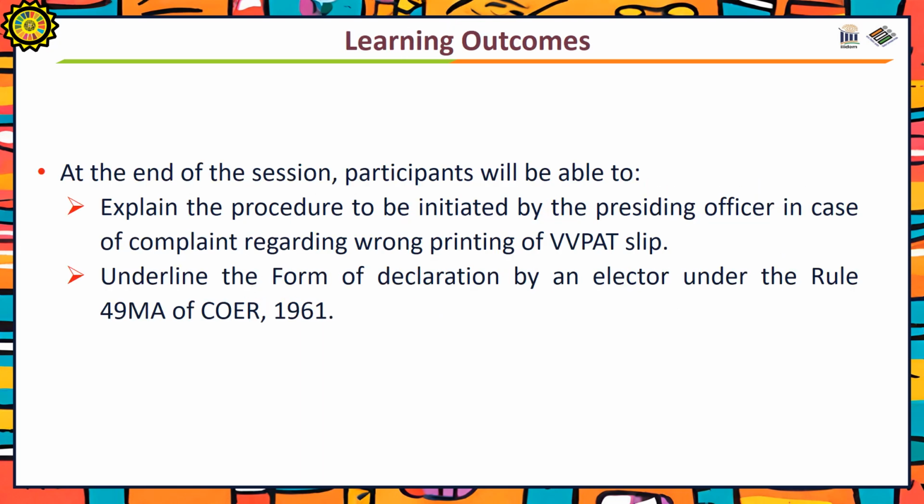Learning outcomes. At the end of the session, the participants will be able to explain the procedure to be initiated by the presiding officer in case of complaint regarding wrong printing of VVPAT slip. They will also be able to underline the form of declaration by an elector under Rule 49MA of Conduct of Election Rules 1961.